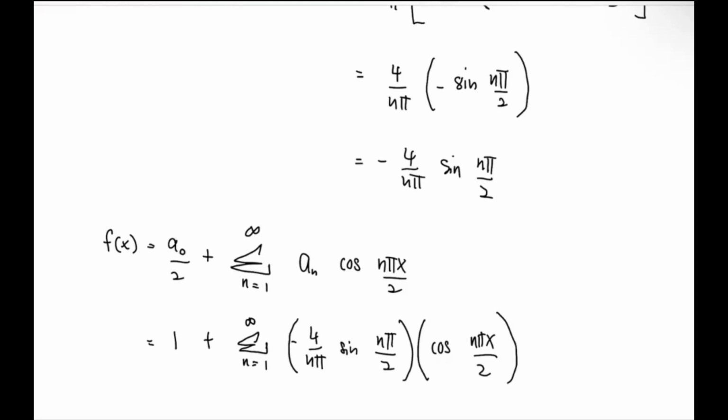Right, so this is our final answer. To simplify, if you want to simplify, you can put negative 4 over pi outside. So you will have 1 minus 4 over pi. If you don't want, you can just leave your answer like this. So we know this is an, and this is our final answer.